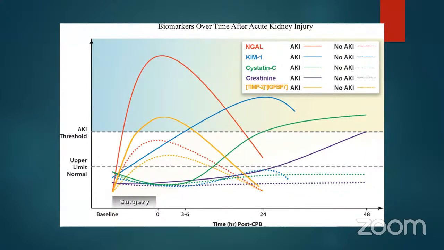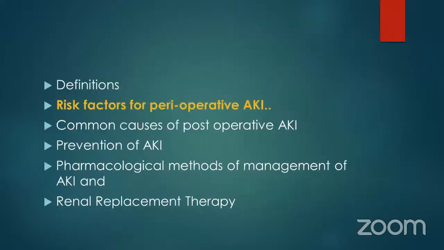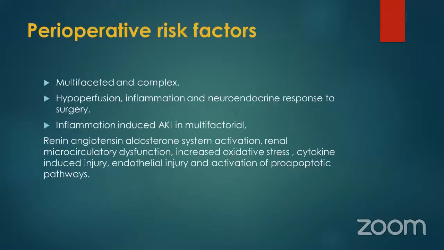Just for reference, what are the risk factors for perioperative AKI? Perioperative risk factors are very complex and multifaceted. The most common causes are hypoperfusion, inflammation, and neuroendocrine response to surgery. The inflammation-induced AKI is, in fact, multifactorial. It could be oxidative stress, cytokine-induced injury, tubular injury, endothelial injury, and the activation of pro-apoptotic pathways.